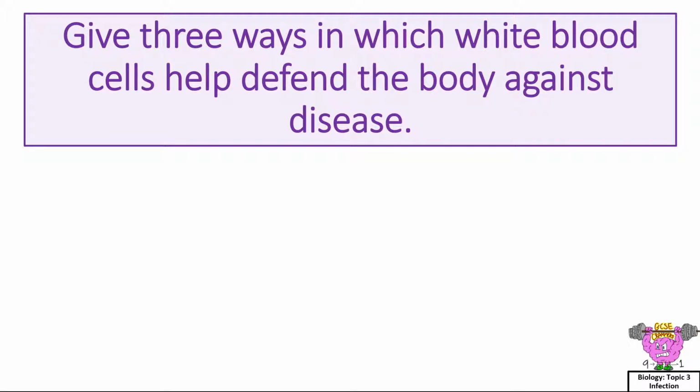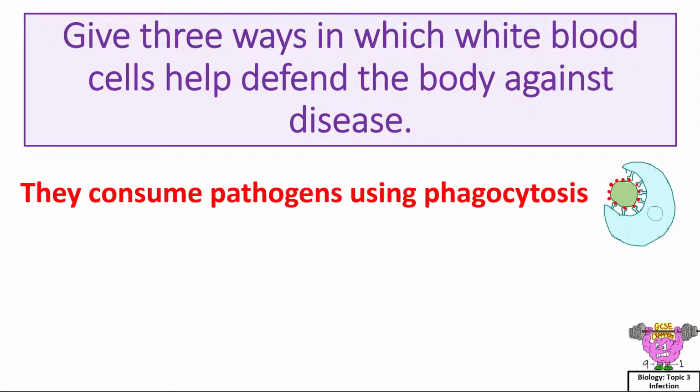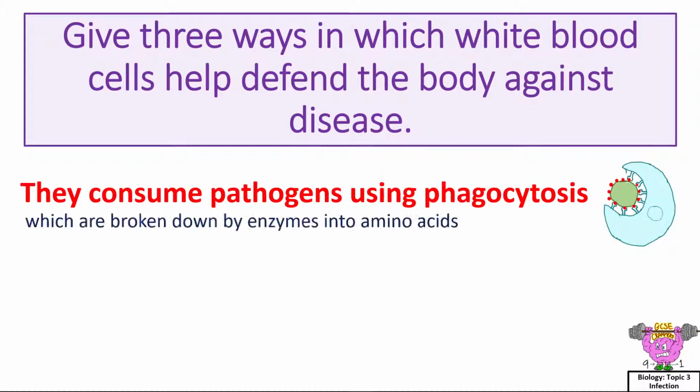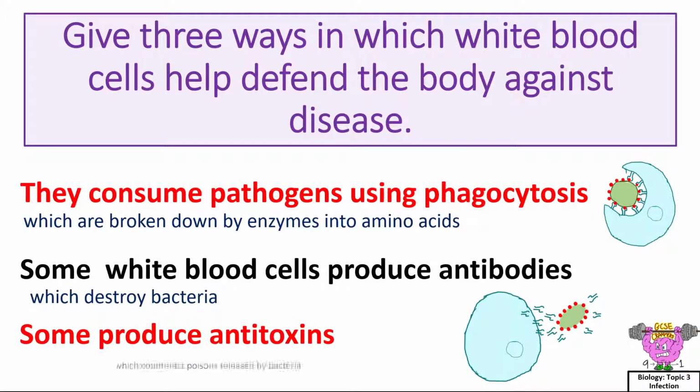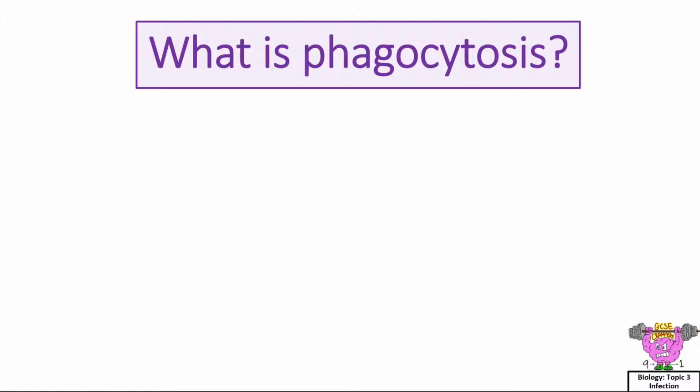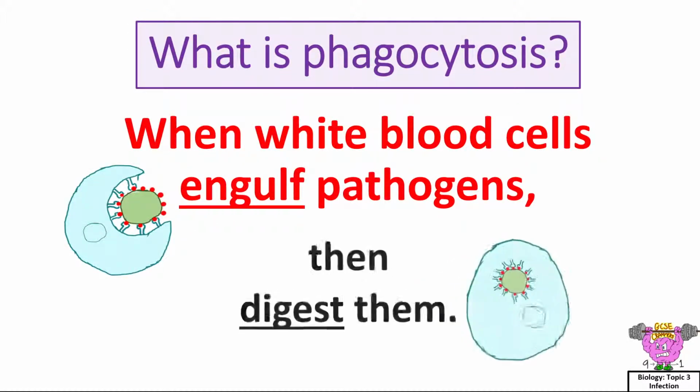Give 3 ways in which white blood cells help defend the body against disease. They consume pathogens using phagocytosis, which are broken down by enzymes into amino acids. Some white blood cells produce antibodies, which destroy bacteria, and some produce antitoxins, which counteract poisons released by bacteria. What is phagocytosis? When white blood cells engulf pathogens and then digest them.